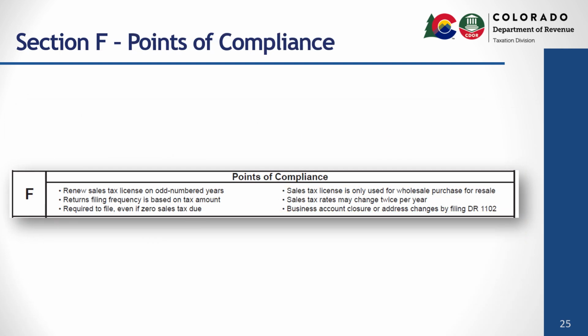Section F of the CR0100 contains 6 points of compliance for licensed retailers to help them be and remain voluntarily tax compliant. Licensed retailers are required to renew their sales tax license every 2 years in the odd-numbered year. Licensed retailers are required to file monthly, quarterly, or annual returns based on the amount of sales tax collected. Licensed retailers are required to file returns for each tax period, even if they had no sales and have a 0 sales tax due. Licensed retailers understand their license is only used to purchase items they resell.